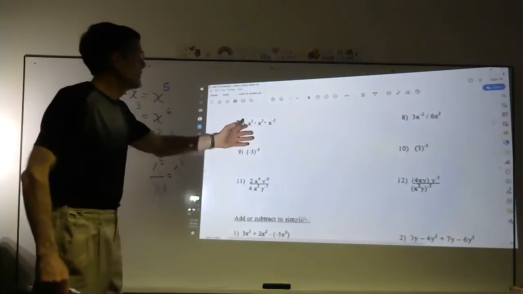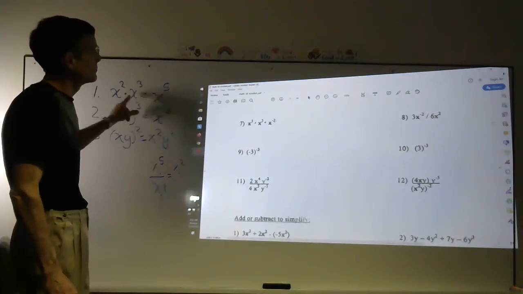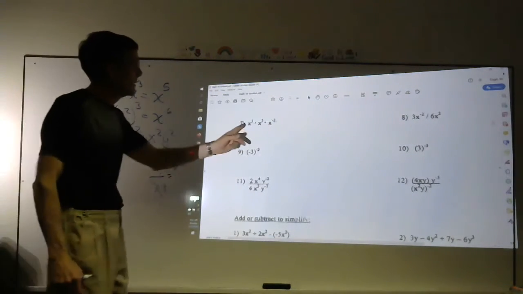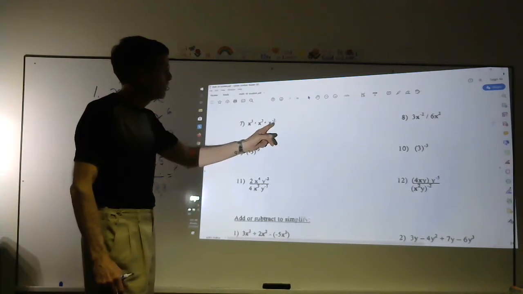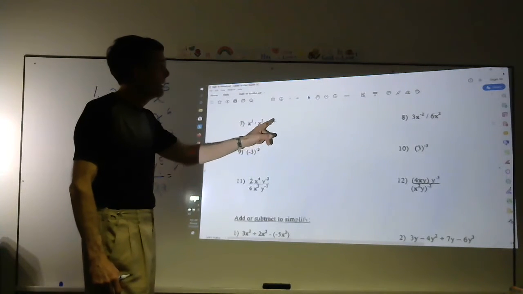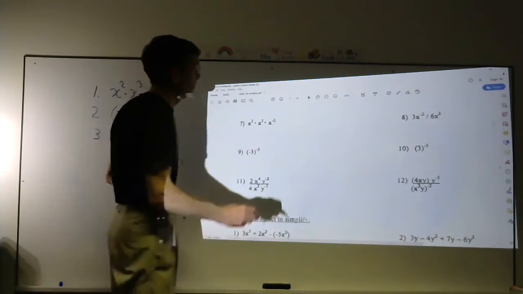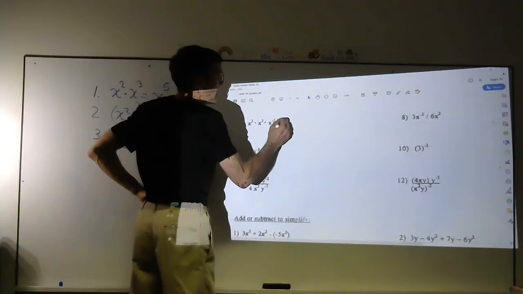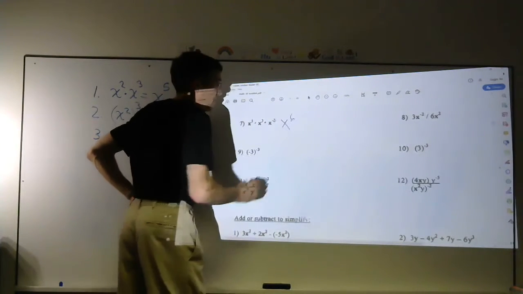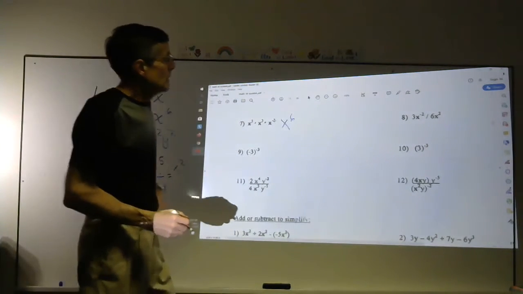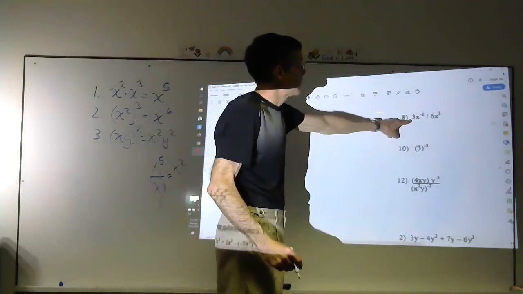All right, here's a lot, just like rule 1. When you're multiplying, these are all x's, you can simply add your powers. 5 and 3 is 8. 8 and negative 2, you subtract and give it the sign of the biggest. That should be x to the 6th.